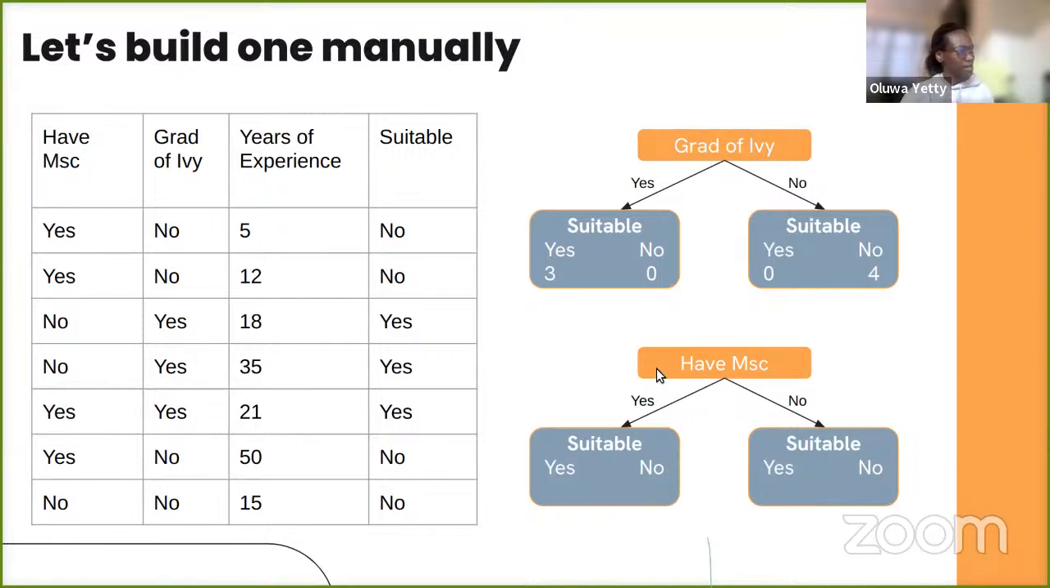So let's deal with this branch. In this case, we are not dealing with grad of Ivy. We are checking if they have an MSc. And I want you to just tell me for this particular node that we have, how many yes and how many no. Everyone can do it, but Dolamu, the star boy here, let's see if you're able. I just want to be sure that you understand.